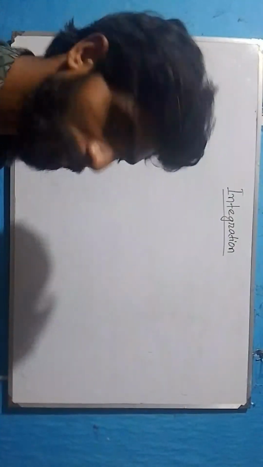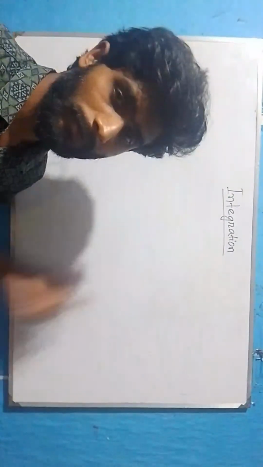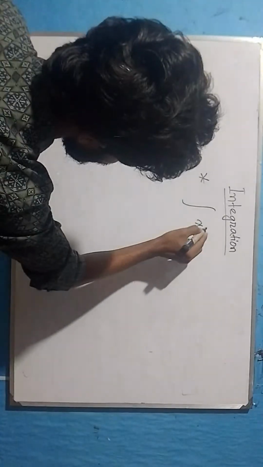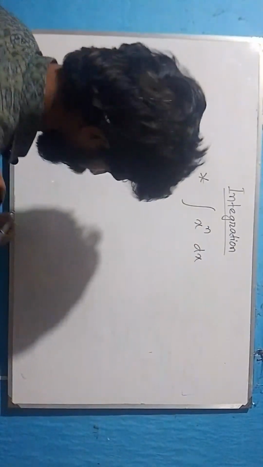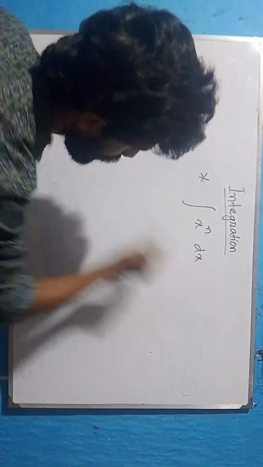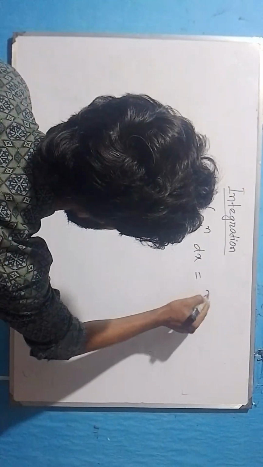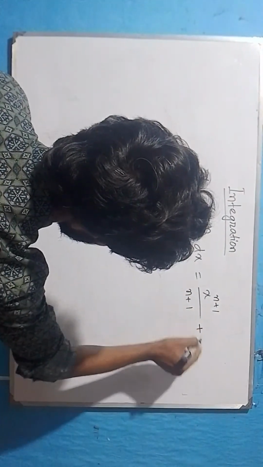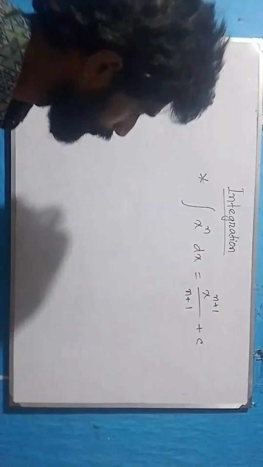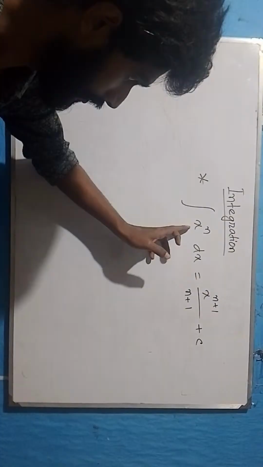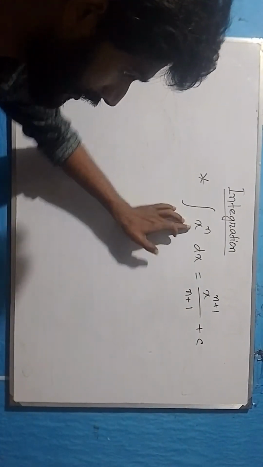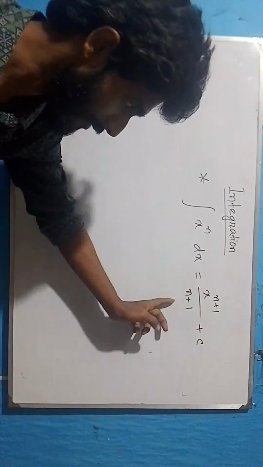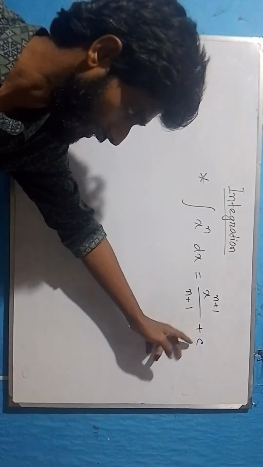So first of all, I want to give you the first formula for integration, which is integration of x to the power n with respect to x. This is equal to x to the power n plus 1 divided by n plus 1 plus some constant c. So if you integrate x to the power n with respect to x, then you will get x to the power n plus 1 divided by n plus 1 plus c.